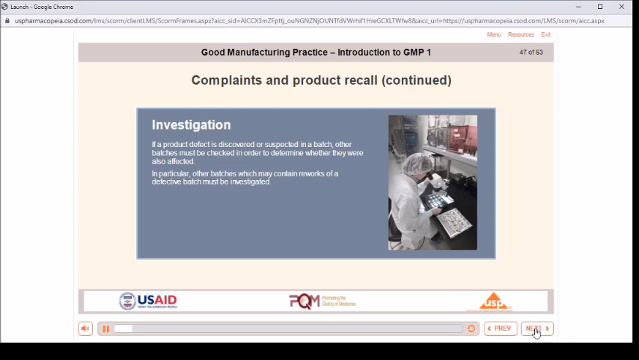Complaints and product recall. Continued. Investigation. If a product defect is discovered or suspected in a batch, other batches must be checked in order to determine whether they were also affected. In particular, other batches which may contain reworks of a defective batch must be investigated.